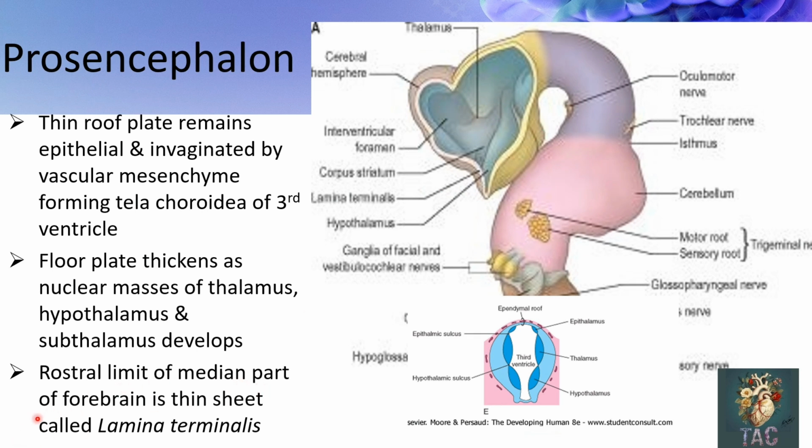The rostral limit of the median part of the forebrain is a thin sheet called the lamina terminalis. So again you can see this is the rostral limit of the median part, and this is the lamina terminalis. Again look at this. This is the area of developing thalamus. This is the area of developing corpus striatum. This is the area of developing hypothalamus. So the sulcus between thalamus and hypothalamus is called the hypothalamic sulcus. Similarly, the area which will develop into the epithalamus, the sulcus between thalamus and epithalamus will form the epithalamic sulcus.